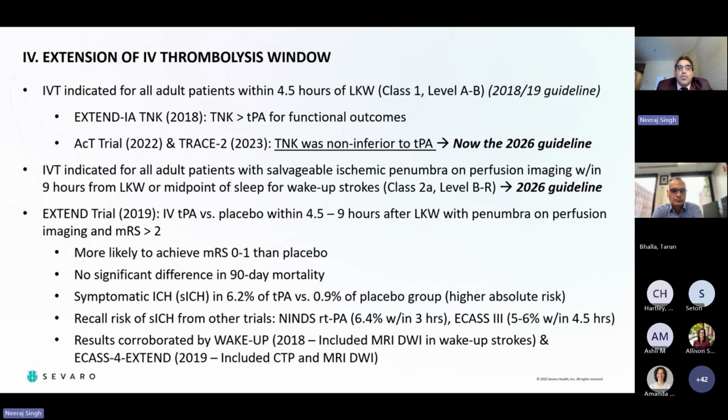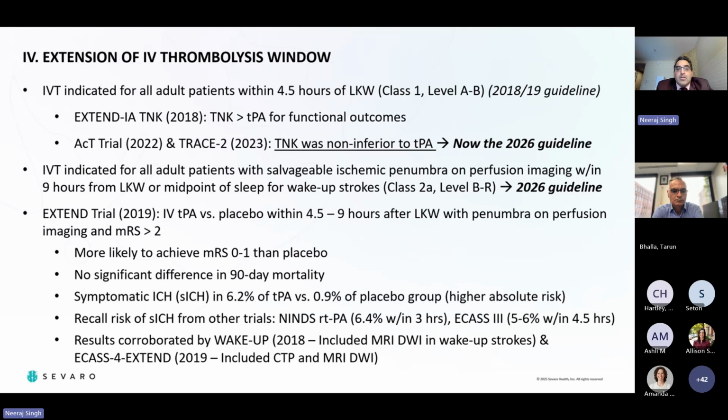But then recall that previous trials that have looked at TPA within what we've considered the typical guideline of 4.5 hours from last known normal have shown that the risk of ICH, or intracranial hemorrhage, can be within 6.4% of a range. That's within 3 hours, according to the NINDS trial, and then can be as high as 5 to 6% within 4.5 hours in the ECASS-3 trial.